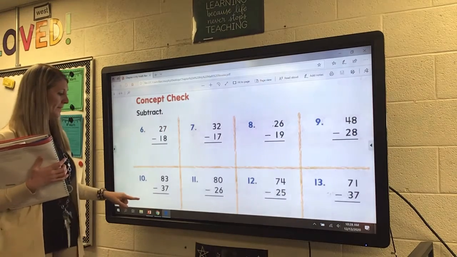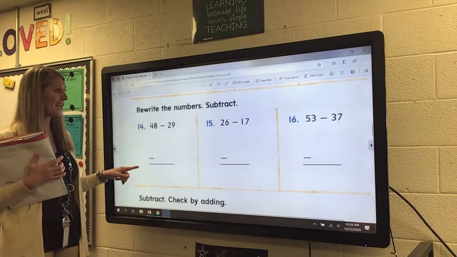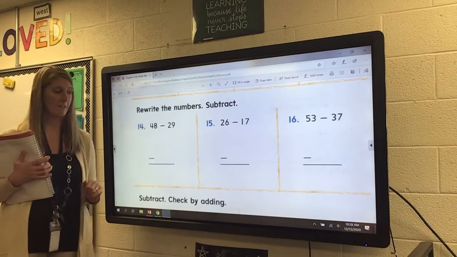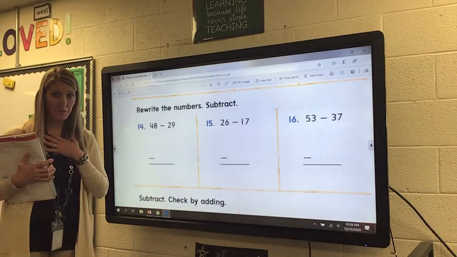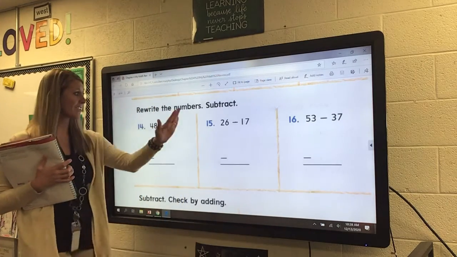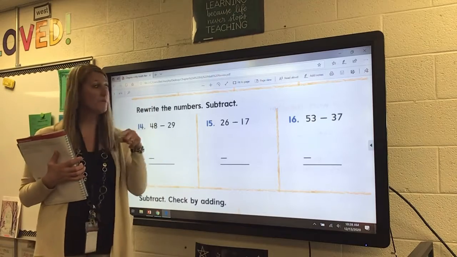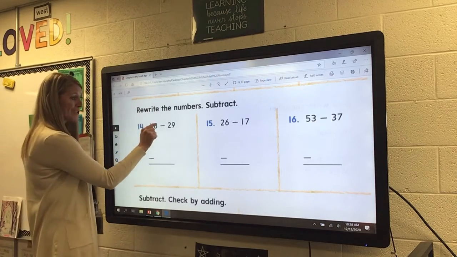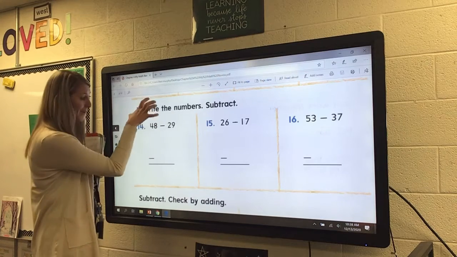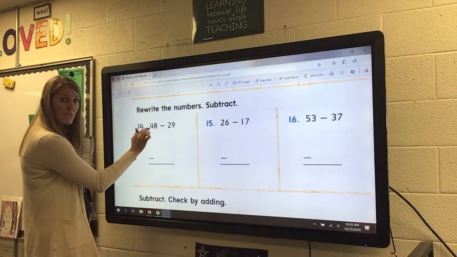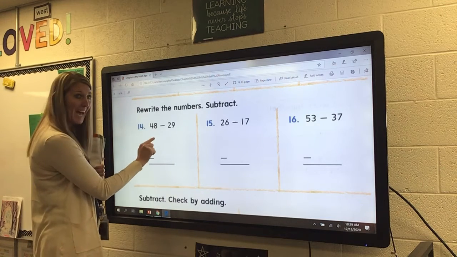When you're done, we're going to go and do number 14, 15, and 16. I'm going to do 14 with you, and 15 and 16 you're going to do on your own. So on this section, they want you to rewrite the numbers and then subtract. So you're going to take these two numbers here and write them vertically instead of going horizontally. My first number is always on the top.